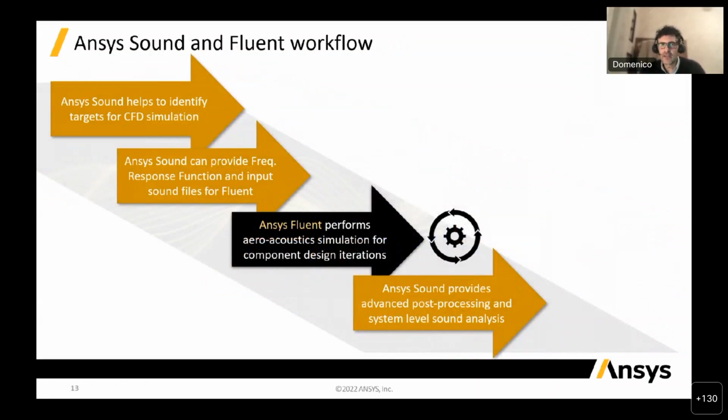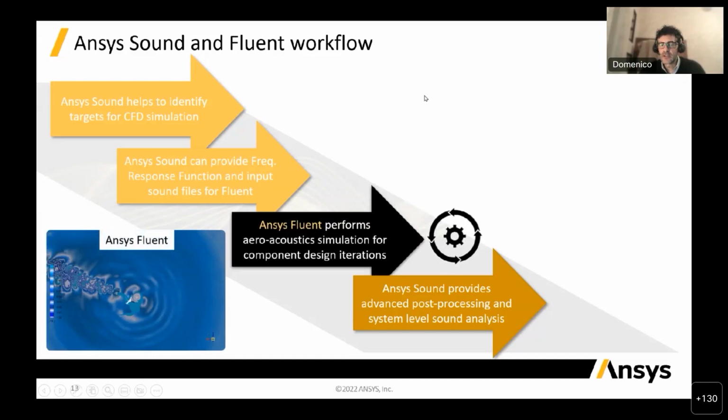And talking about ANSYS sound, I showed before, in the introduction, the platform, but how it is integrated in the Fluent workflow. This is just an example. So ANSYS sound can help to identify the targets for CFD simulation, for example. ANSYS sound can also provide frequency response functions and input files that can be used by Fluent. Then Fluent can perform aeroacoustic simulation at, for example, component level, like an HVAC system.